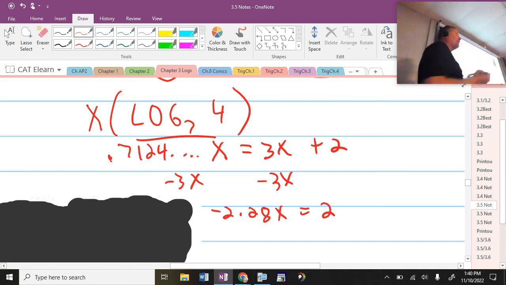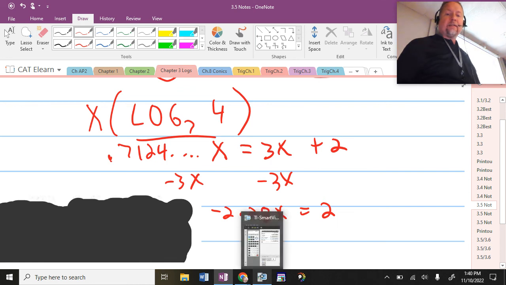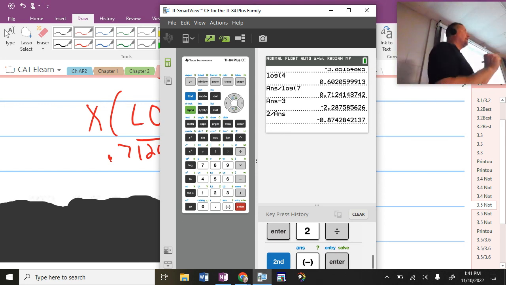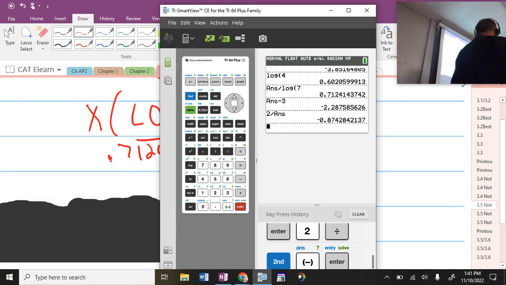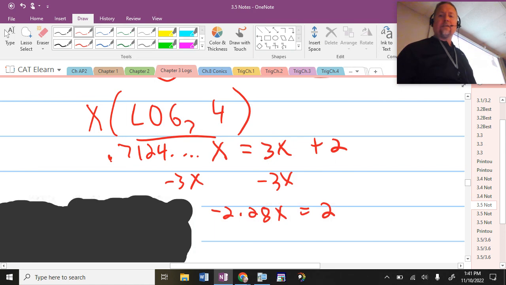And then what do I do next? What do I do next to solve for x? Divide by what? So it's 2 divided by negative 2.28. This is how you handle this on your calculator. 2 divided by second answer. And guess what? I never rounded, because I kept going into my calculator with the decimals all the way out. Negative 0.8742, then I'll round to the 10th maybe. X equals negative 0.87.